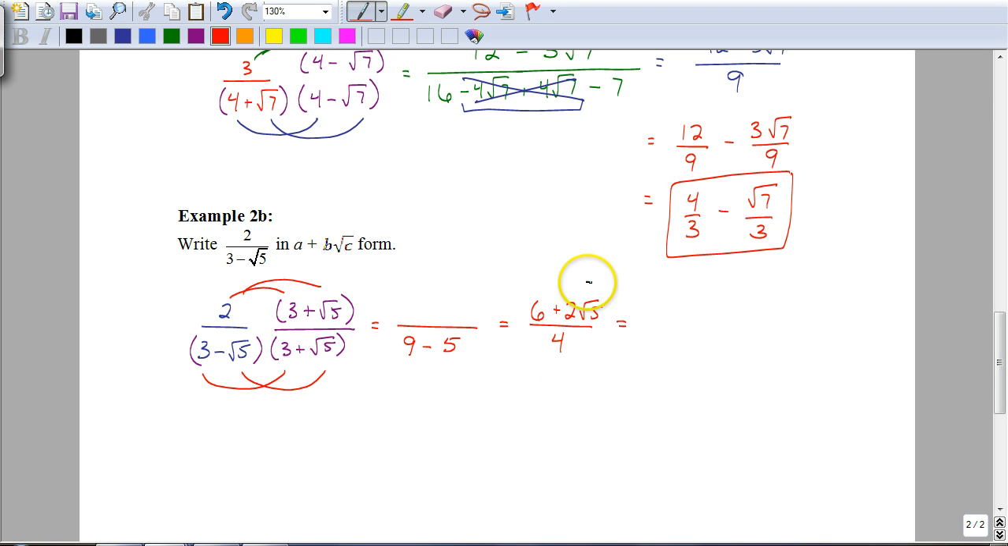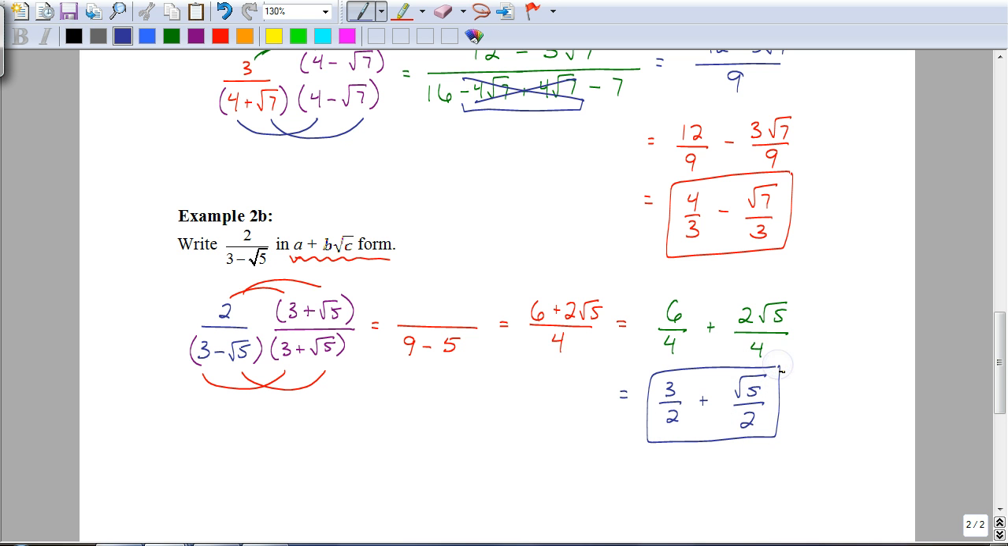So right now we have it as one large fraction. So they ask you to write it in a plus b square root of c form. So we want to break this up into our two fractions. So it would be 6/4 plus 2 square root of 5 over 4. And now we reduce. In this first fraction, 2 goes into both of those. So that reduces to 3/2. In our second fraction, 2 goes into both 2 and 4, so that reduces to square root of 5 over 2. And there's our final answer, 3/2 plus square root of 5 over 2.